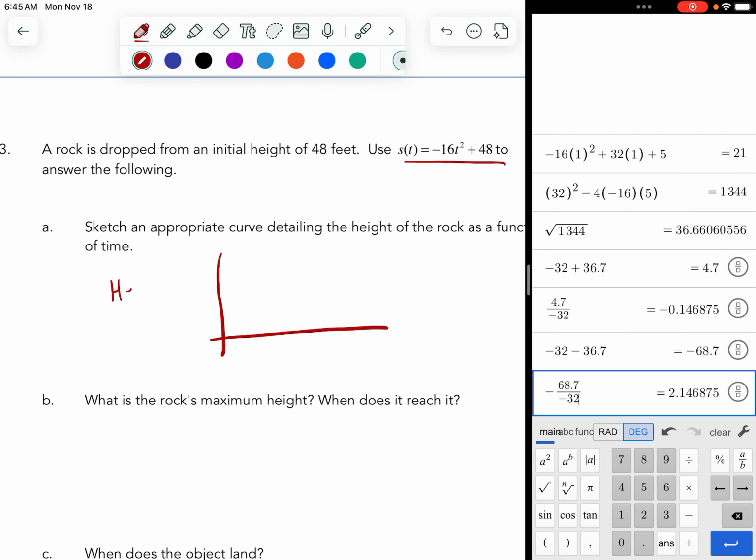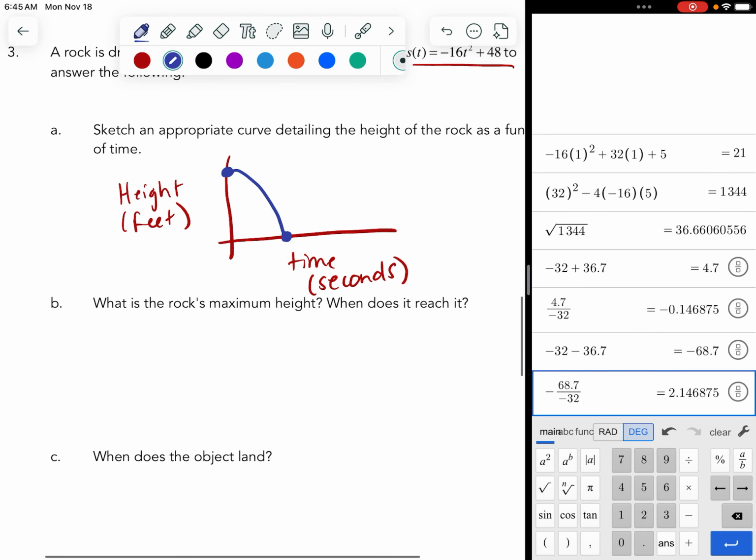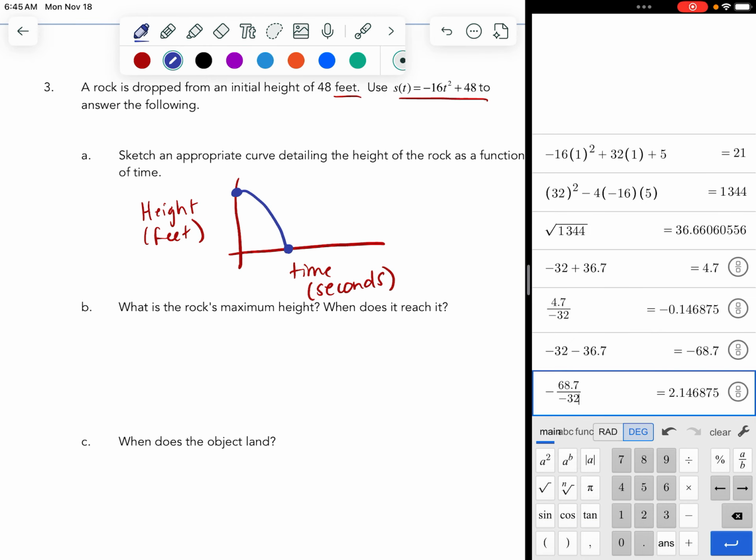Okay, you have height. This one says feet again. You have time, and probably seconds, right? If you're dropping a rock. If you're dropping it from 48 feet, it does not say you're launching it up from there. So this is the one where it's starting up and it's just coming down over time. Okay, so it looks like that. All right, so what is the rock's maximum height? Let's go ahead and do this kind of a long way and then we'll talk about it.